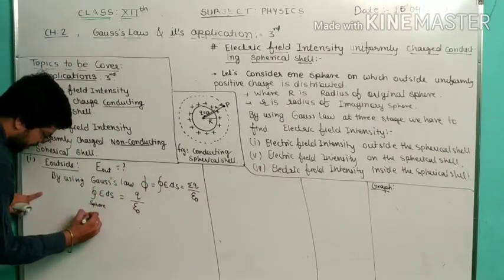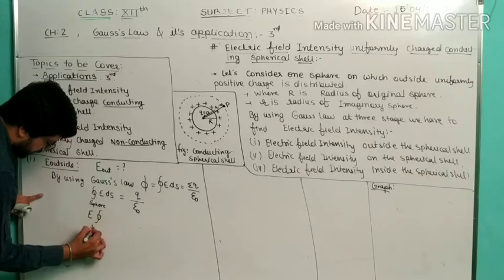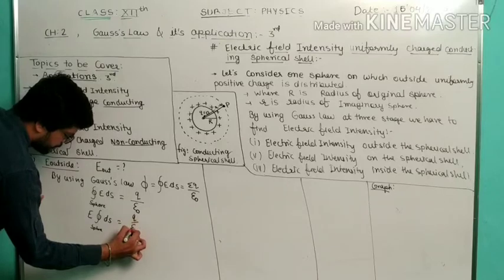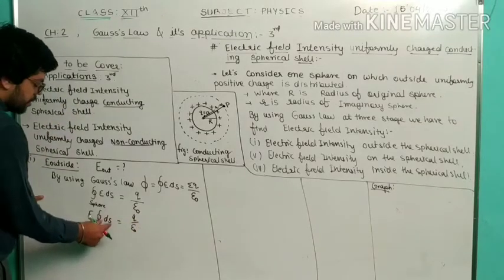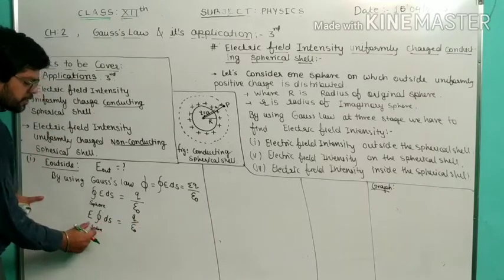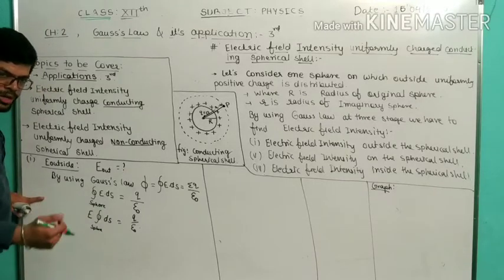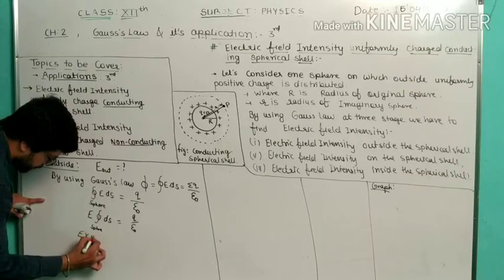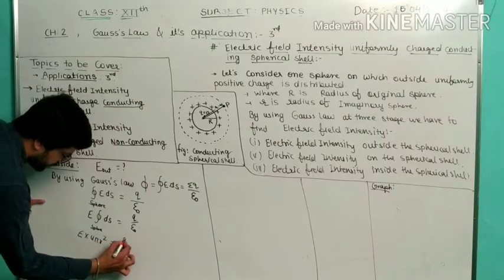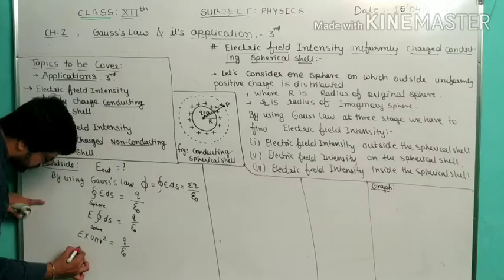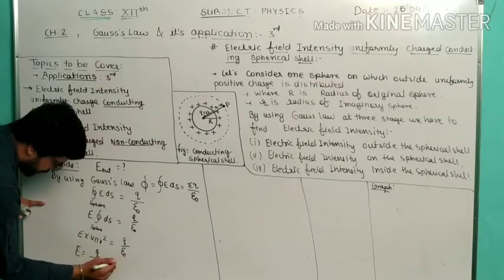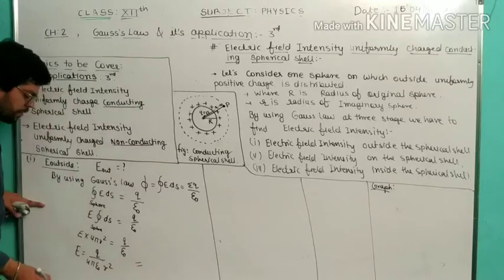Now E will come outside the closed integration of ds, equal to q upon epsilon naught. Now tell me, the total surface area of a sphere is what? 4 pi r square. So E into 4 pi r square equals q upon epsilon naught. So finally E equals q, and the 4 pi will go with epsilon naught, and r square comes with this. So what did we get?